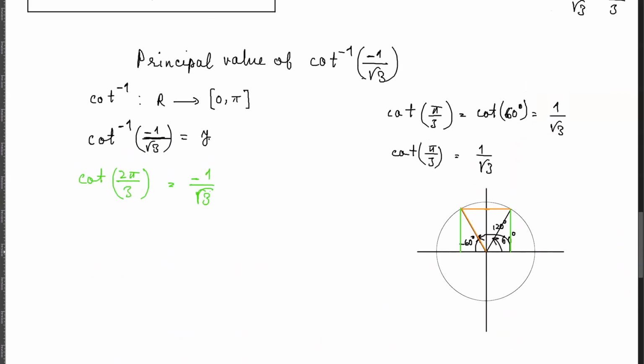So over here I'm saying that the cot of y is equal to negative 1 over square root of 3, and I know that the cot of 2 pi by 3 is equal to negative 1 over square root of 3, which gives me y, which means that the cot inverse of negative 1 over square root of 3 is equal to 2 pi by 3, right?